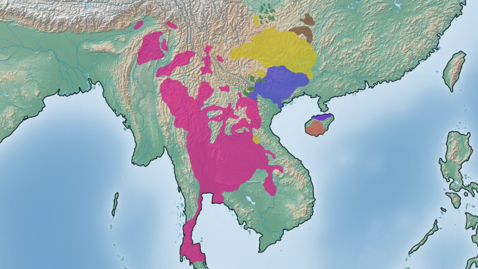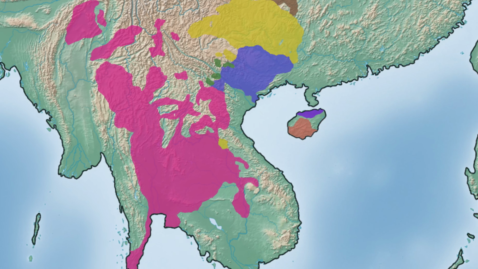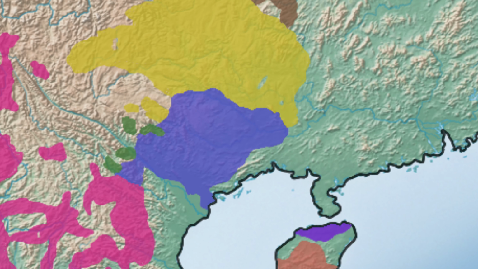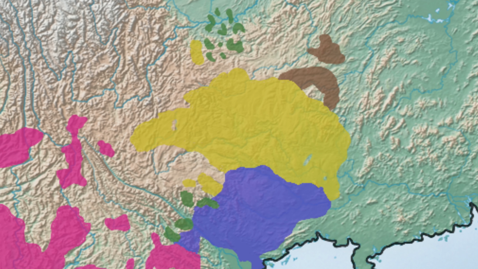Over 75% of Kra-Dai speakers are part of the Southwest Thai family, in pink, spoken in Thailand, Laos, and Myanmar, with languages such as Thai, Lao, and Kachin. On the island of Hainan are the subfamilies of Bei in purple and Hlai in red. In South China are the subfamilies of Northern Thai in yellow and Central Thai in blue, which together make up around 20% of the family. These two subfamilies are mostly composed of one language called Shuang, which is very diverse. Along with these two subfamilies are Kra in green and Kam Sui in brown.